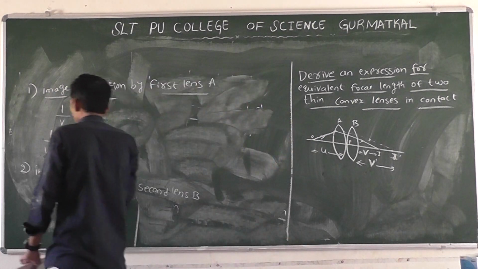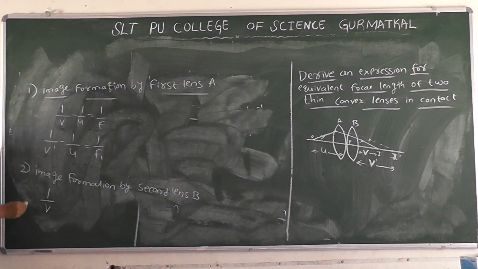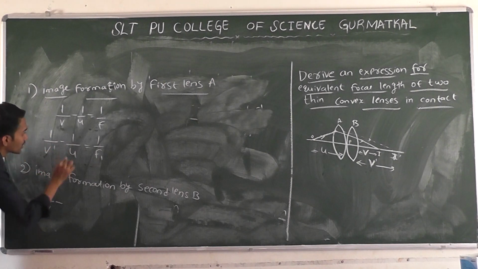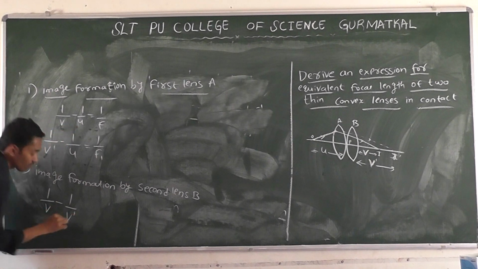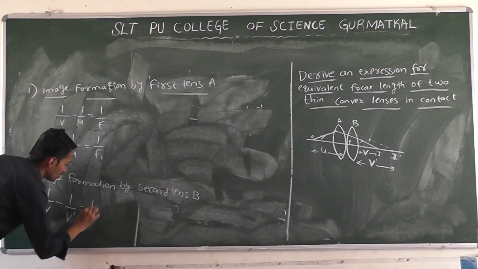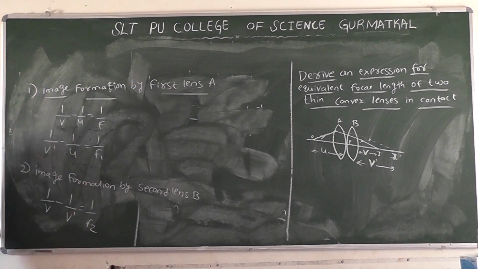So in the place of image distance we write 1 by V, minus 1 by, what is the object distance here? V dash is our object distance. So what is the focal length? 1 by f2 is our focal length. See the first relation, see the second relation.